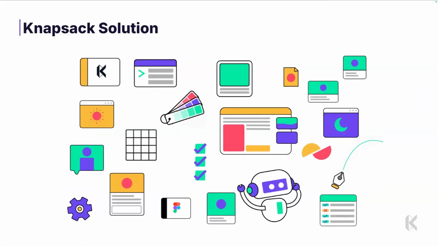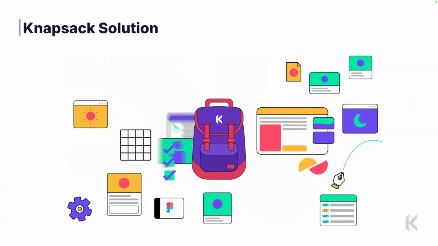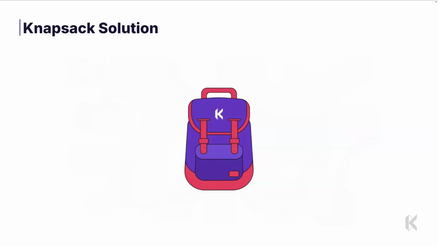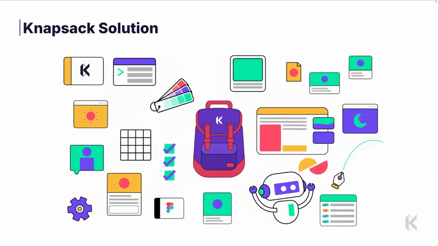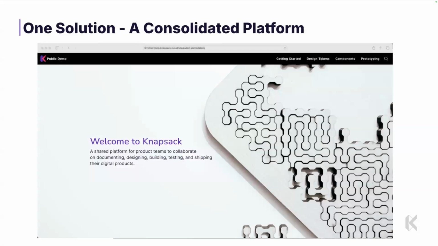So Knapsack, first and foremost, the idea was to take a lot of these tools and consolidate them into one area. But it's not just about consolidating the tooling, it's about having a consolidated platform so that you can have all of your asset libraries, whether it be components or design assets, all in one centralized place. So we can get all teams and all groups to empty out their pockets on the table, and then we're able to see what we have. Then we can sort through it and start making decisions.